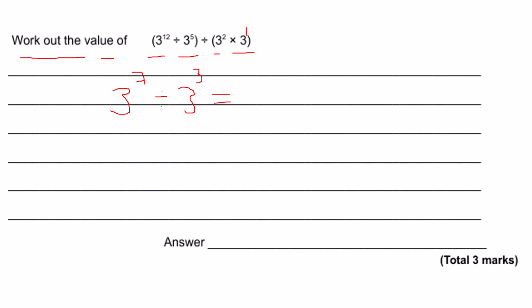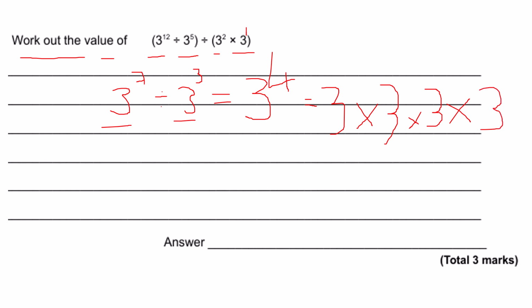Now when I'm dividing again, I'm going to subtract the powers with the same base. That's key. So 3 to the power of 7 minus 3 is 4. And then 3 to the 4, hopefully you're happy with 3 times 3 times 3 times 3. Okay. Gives you 81.